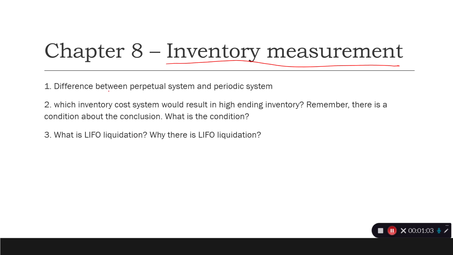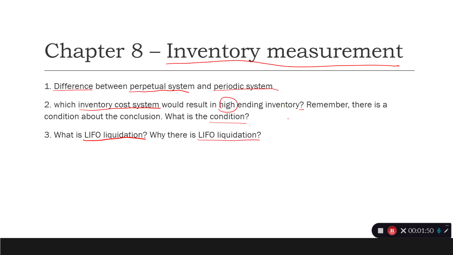First of all, I want you to remember the difference between the perpetual system and the periodic system. And second, I want you to understand which inventory cost system will result in a high ending inventory. Also remember that this question is a conditional question, meaning it's circumstantial. When you make a judgment about which cost system will result in high inventory, you have to ask yourself another question: what is the condition of this conclusion? And third, what is a LIFO liquidation and why is there a LIFO liquidation?